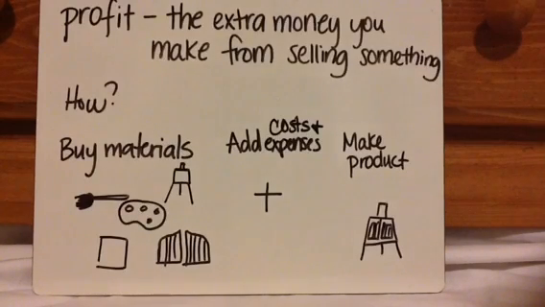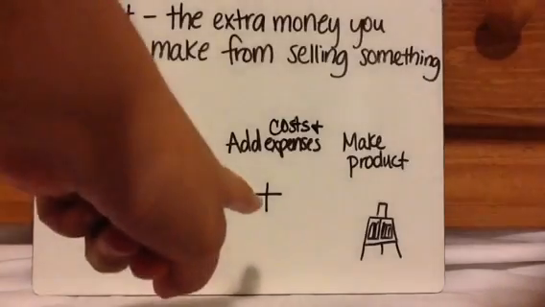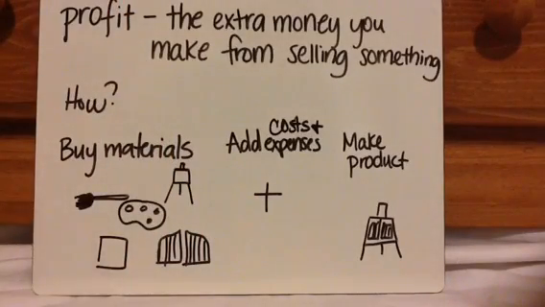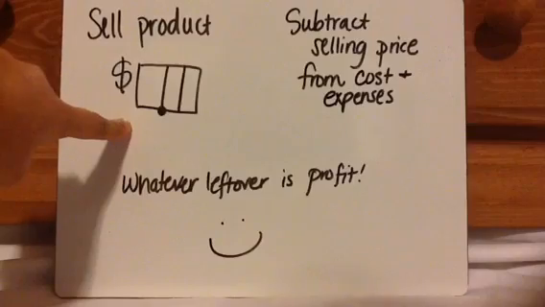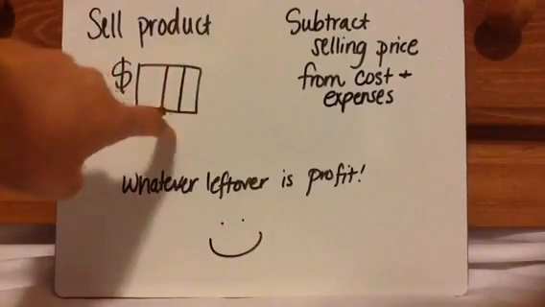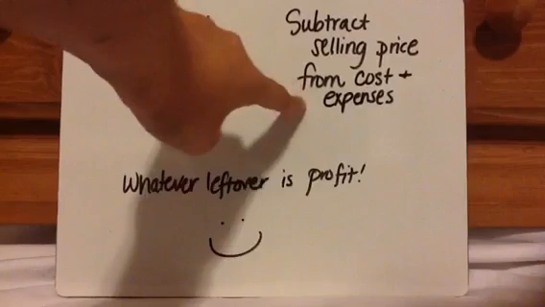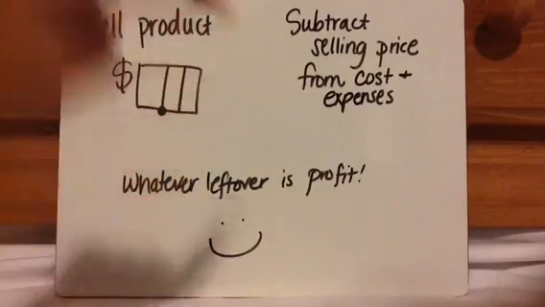Because if you spent $10 buying the materials and then you sell it for $10, you didn't make any extra money. It was $0. So you want to always make sure you sell for more than the amount you spent buying the materials. Then you make your product. After you make your product, you sell it for however much. Then you subtract the amount that you spent in cost and expenses from this price, and whatever is left over is profit.